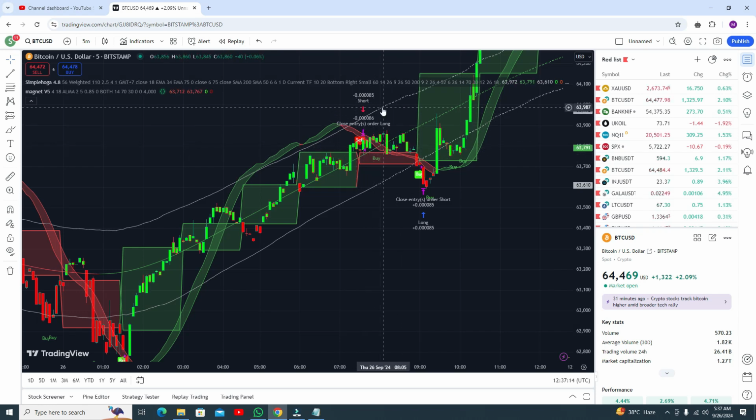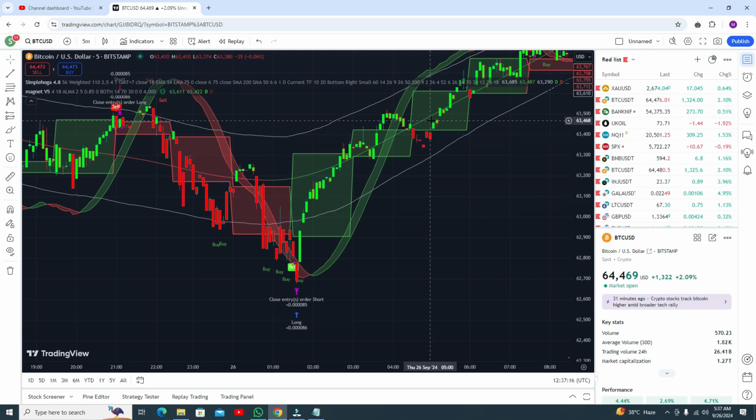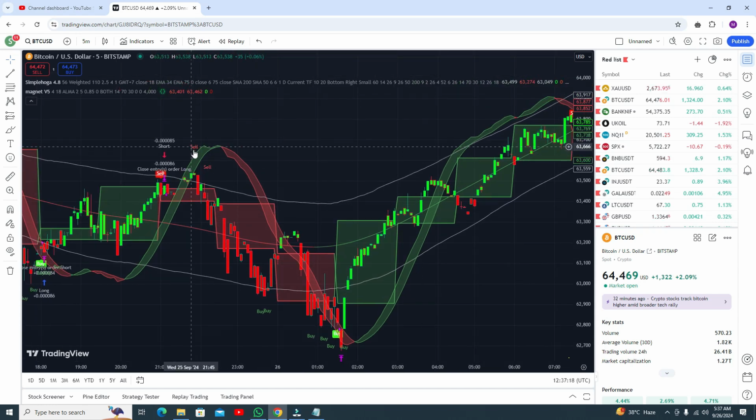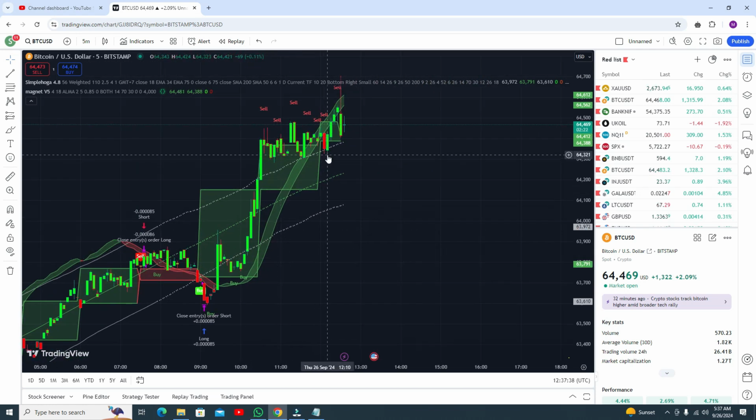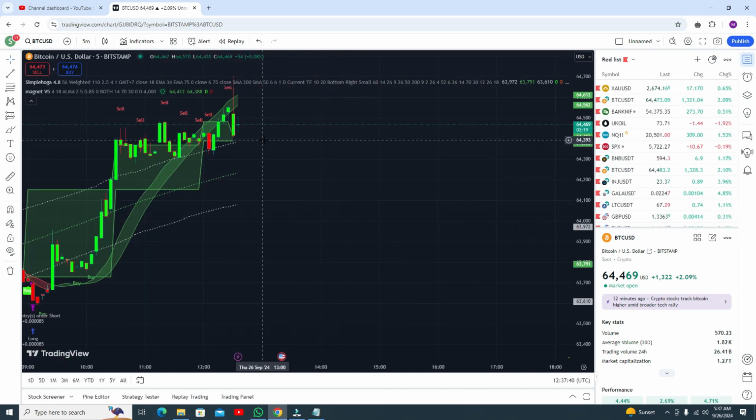You are not getting any sell signal. I'm talking about these sell signals. Okay, this one, not this one, I'm talking about this one. Okay, so you can see you are not getting a sell signal here, so you do not need to go for the sell trade. And here you can see the buy signal and the shadow is green, so you can go for the buy trade, and you can see you got amazing profit here.